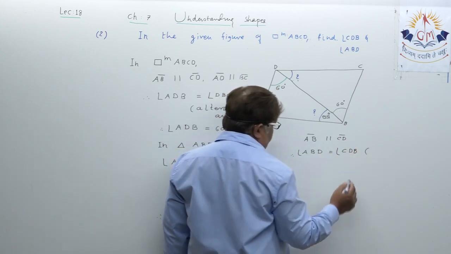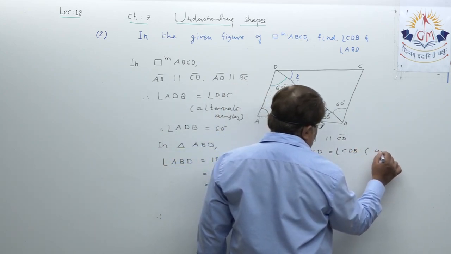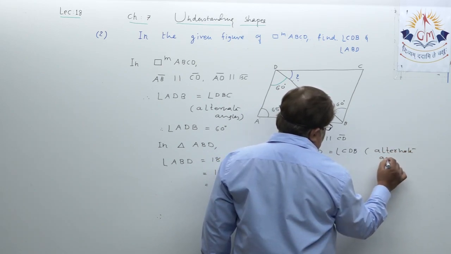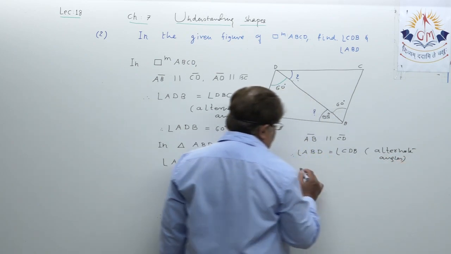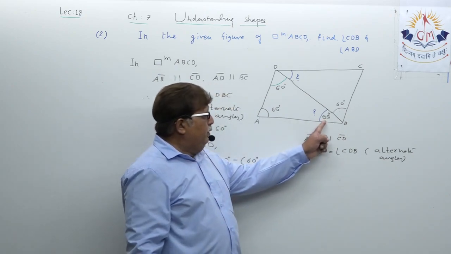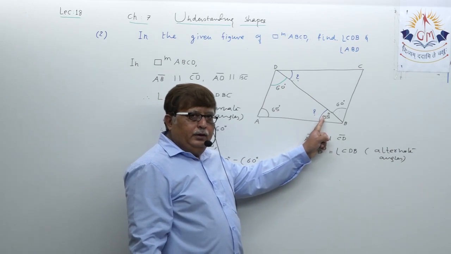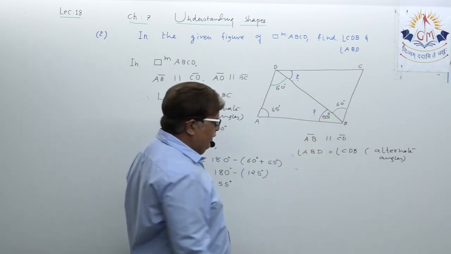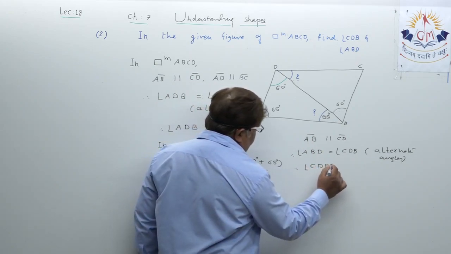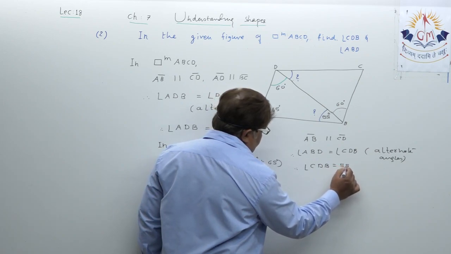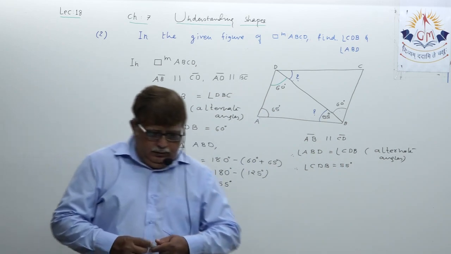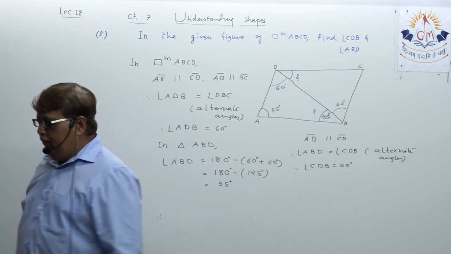What is the reason you want to produce? They are a pair of equal alternate angles. Therefore, ABD is already 55 degrees. So CDB is also equal to 55 degrees. Look at the sum, how we have solved it. It is very important for you.